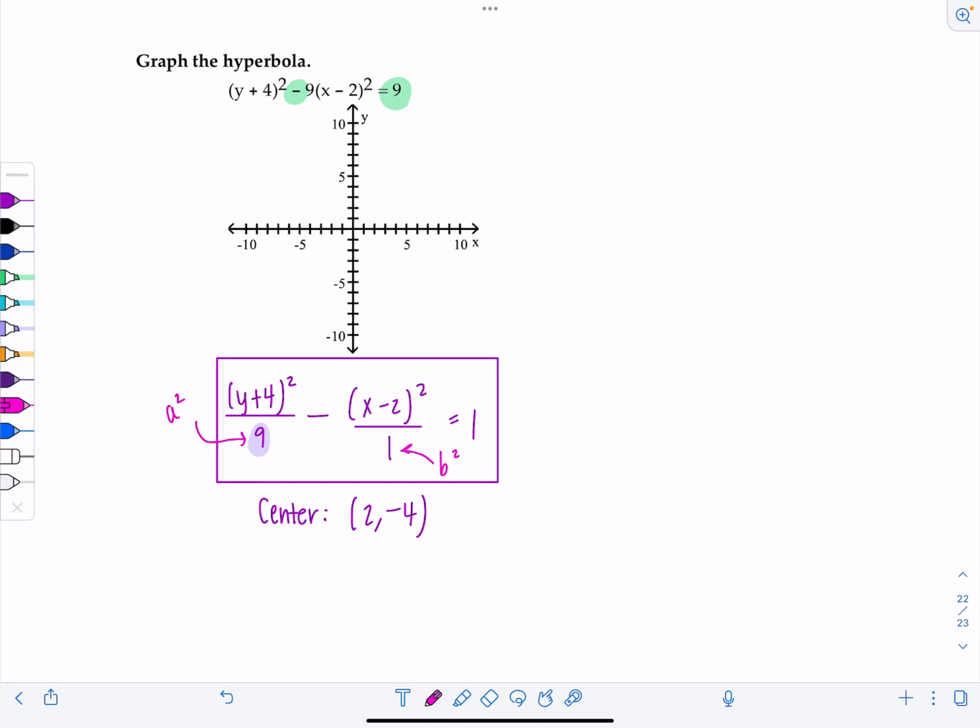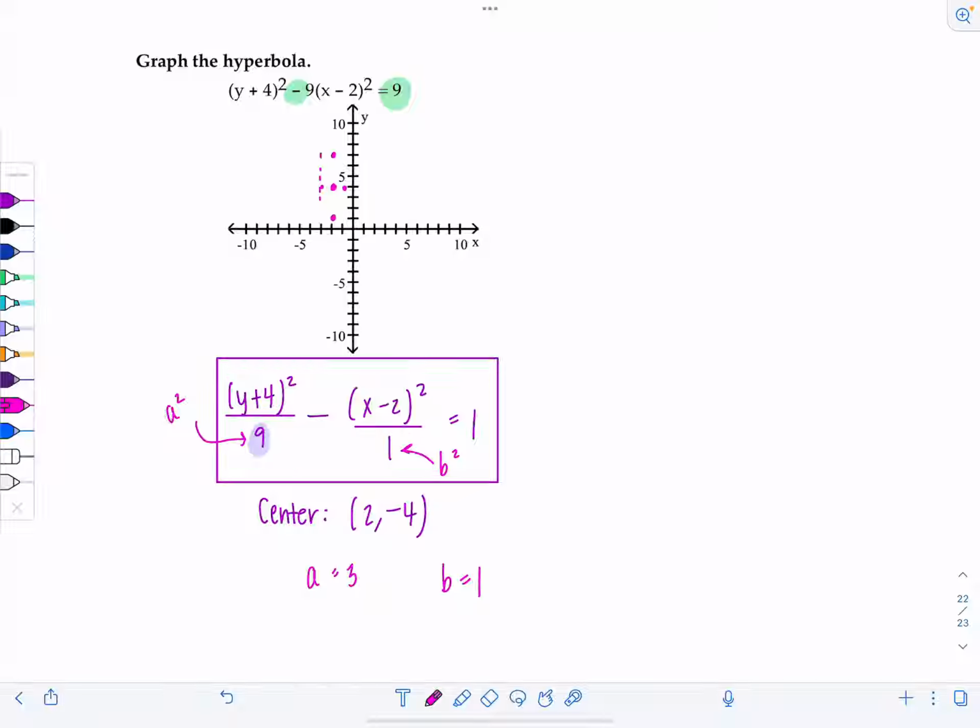Okay, so a is 3 and b is 1, and I have the center. Why is that helpful? So I'm going to go 2, negative 4. There's the center. You go 3 up and down from the center because that's underneath y. So up 1, 2, 3, down 1, 2, 3. Those are my vertices. And then 1 to the left, 1 to the right.